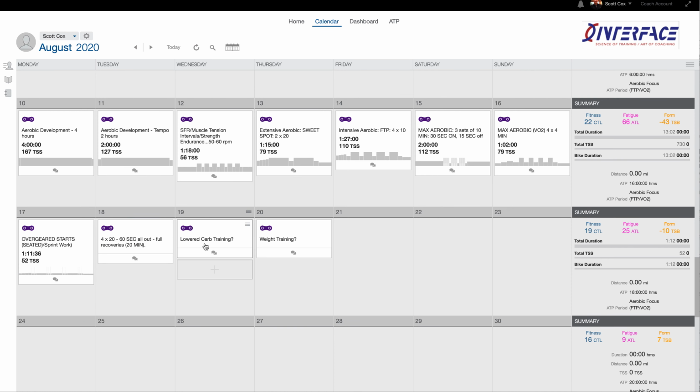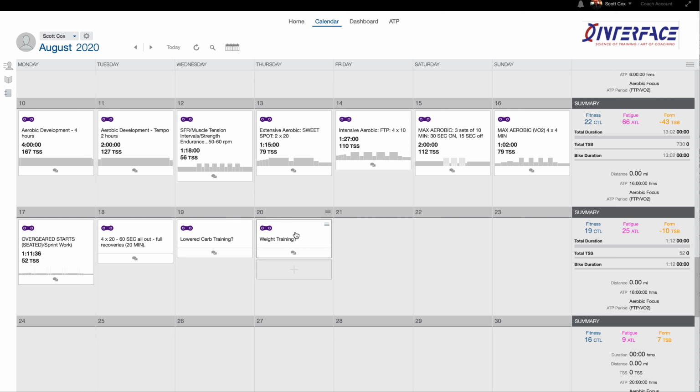Let's see here. Lowered carb training. I would consider that for the time trialer because their strengths are aerobic, and they want to get to the end of the race with as much energy as possible and some clean wheels or in a smaller group. So that would maybe help with threshold and fat burning. So I think that some lowered carb training is something I would consider for the time trialer type.